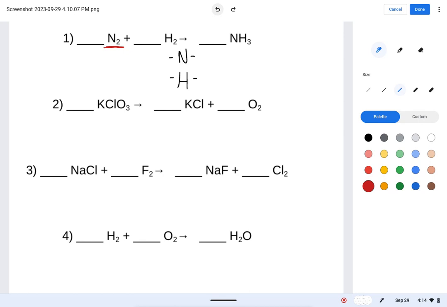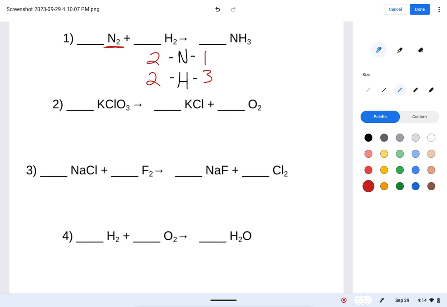There's 2 Ns. I'm looking at this 2. There's 2 of them, so I'm going to draw 2. As far as hydrogens, there are 2 of those as well. Going over to the right side, there's 1 nitrogen. It's not written there, but there's a 1 there. And then for hydrogen, there's a 3 that tells us that there's 3 hydrogens. Well, I'm not balanced at all. I've got 2 nitrogens on the left and 2 hydrogens on the left, and 1 nitrogen on the right and 3 hydrogens on the right.